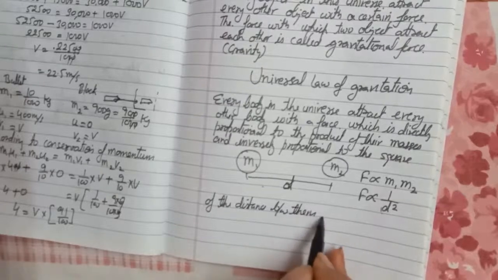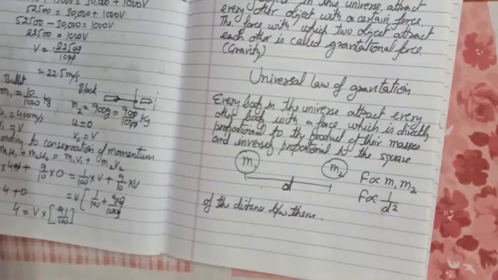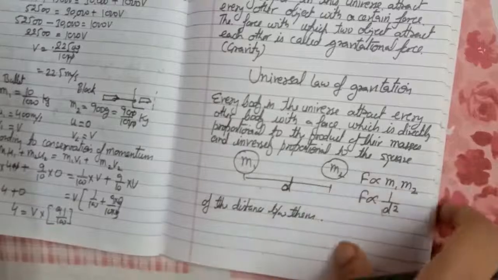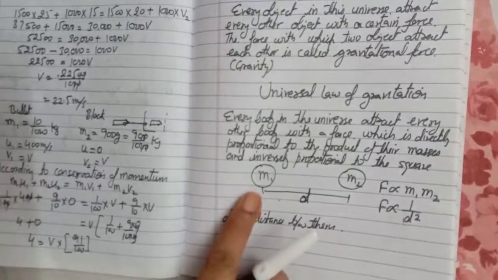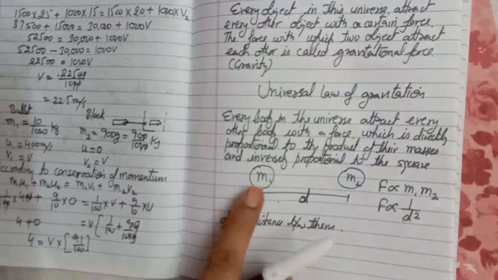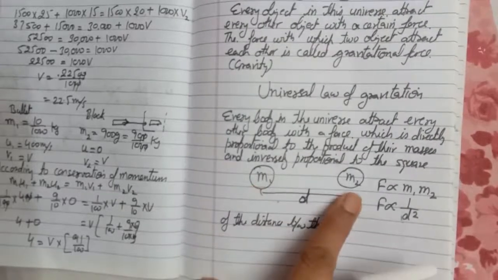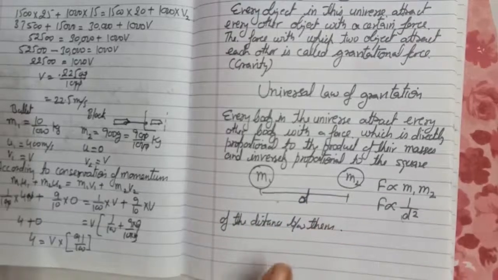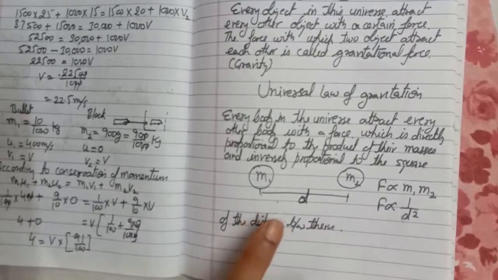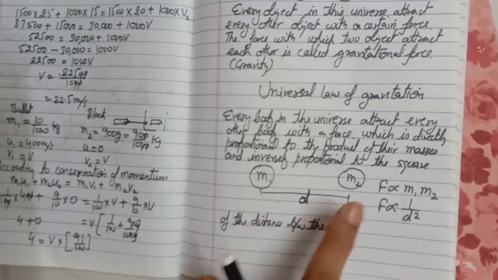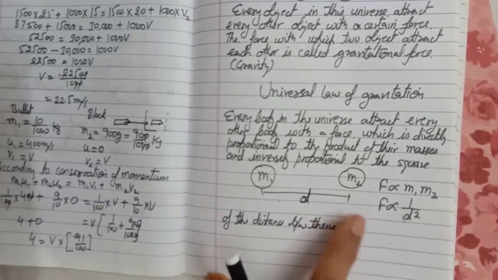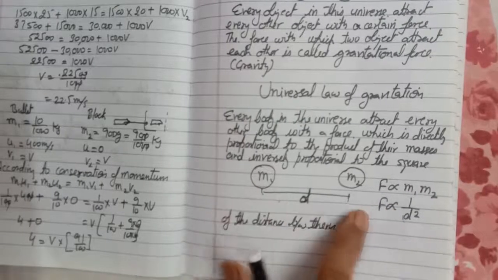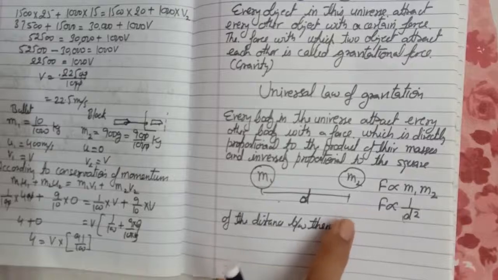So only writing this law is not enough. You also have to write the derivation of the universal law of gravitation along with the law. In the derivation you will write: let the mass of one object be m1 and the other object be m2, and they are placed at a distance of d from each other. You can write it in your notebook. You can pause the video for writing this.